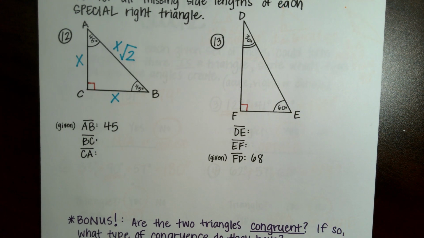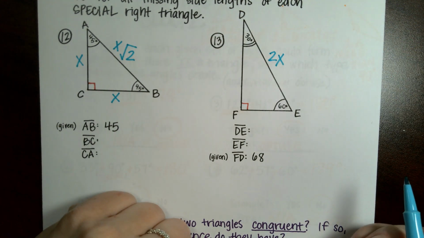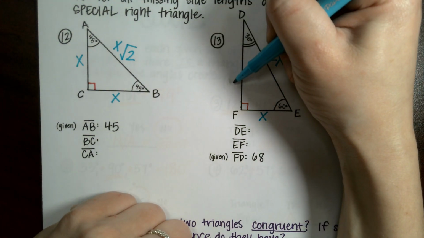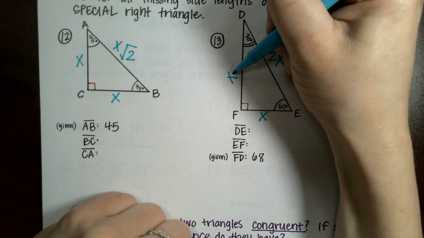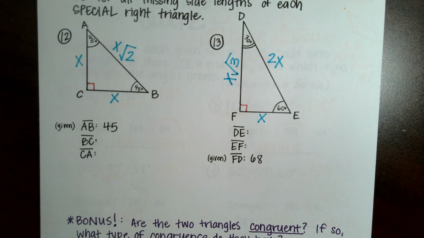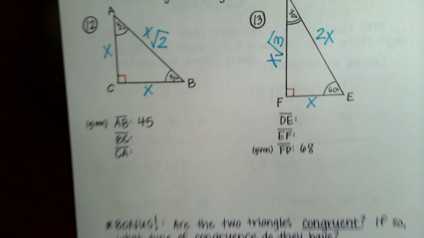Okay, how about 13? The 30, 60, 90. The hypotenuse is 2x. Okay, and then F to E is x. Perfect. And then from D to F is x radical 3. Yes. That's crazy you remembered that. That's awesome. All right, so we've got all of these labeled. With 12 and 13 both, I have given you one side for each triangle. So I get number 12.